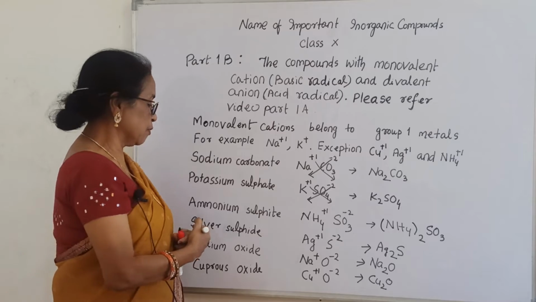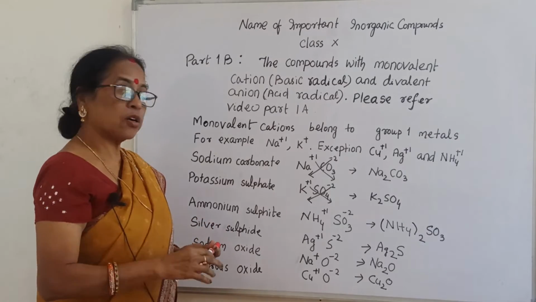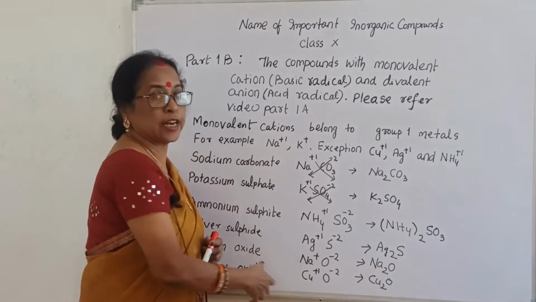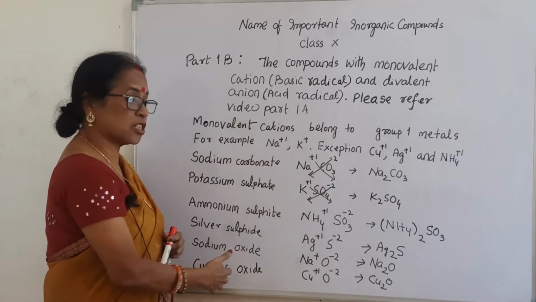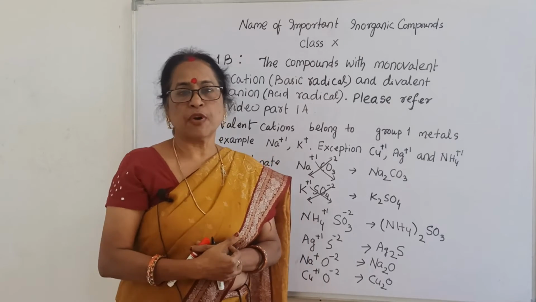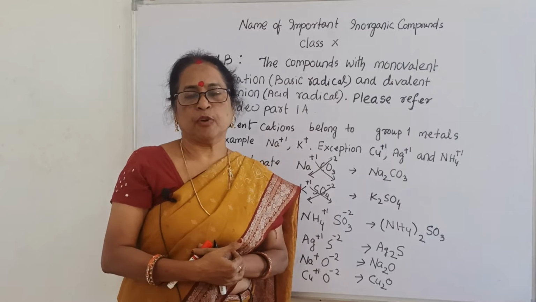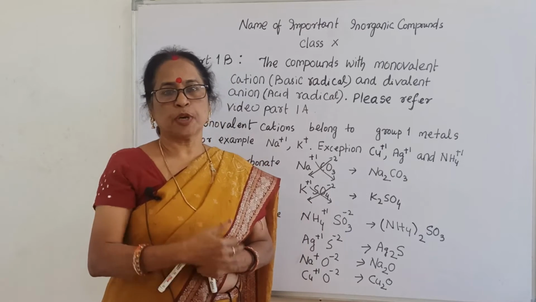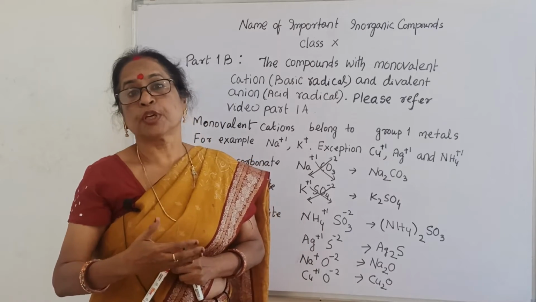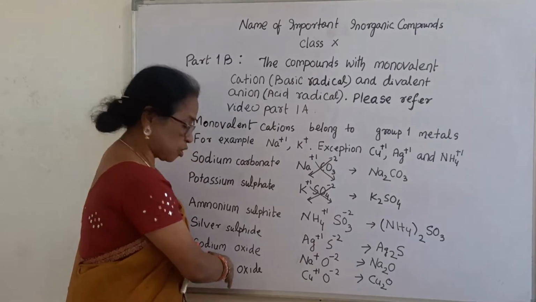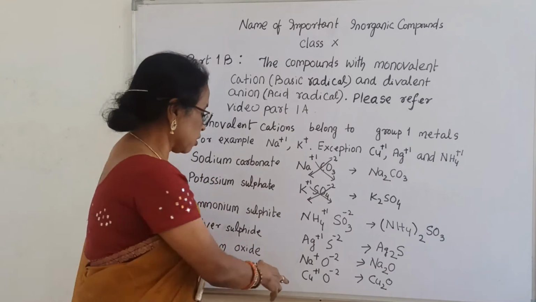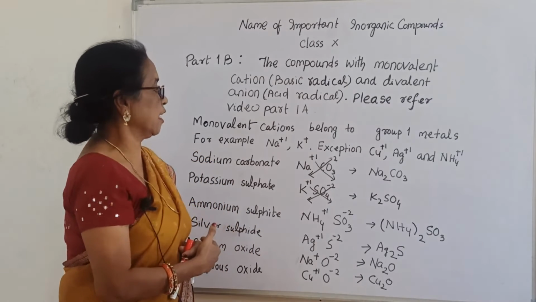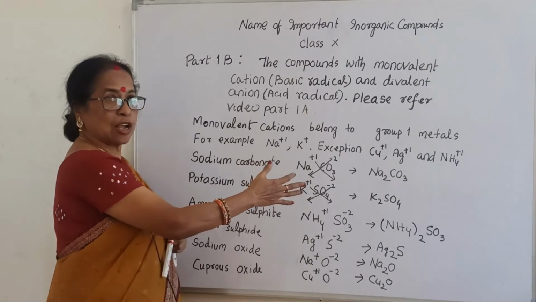Sodium oxide. What does sodium oxide mean? Sodium plus 1, oxide. You should remember, oxide means minus 2. So the 2 will come here, that is Na2O. Similarly, cuprous oxide. Copper has 2 valencies, plus 1 and plus 2. Copper plus 1 is cuprous and copper plus 2 is cupric. So cuprous means Cu plus 1, oxide minus 2. So what is the formula? Cu2O, cuprous oxide.